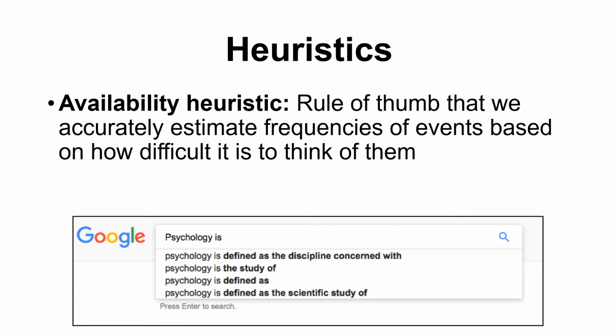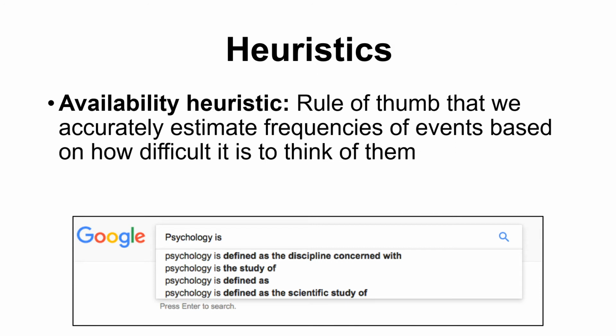The last of our heuristics we're going to talk about is the availability heuristic. Now, this is a rule of thumb that says we try to accurately estimate frequencies of events based on how difficult it is to think of them. Now, this is important to note that it is an attempt at accuracy, but in fact, this availability heuristic is one of those things where we introduce quite a bit of bias into how we remember things.